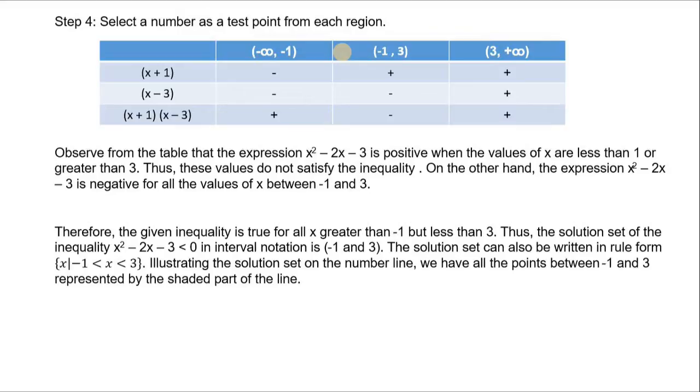Okay? The solution set can also be written in a rule form. So, here's the solution. Values of x is that x is negative 1 less than x less than 3. Okay? So, illustrating the solution set on the number line, we have all the points between negative 1 and positive 3 represented by the shaded part of the line. Yan ang ating solution. So, hindi tayo kukuha ng number dito kasi hindi siya magiging true. Ito naman, di rin kukuha. Yung mga solution natin, nandun lang sa part na to. Okay? Kaya, solution set kasi maraming pwedeng solution.